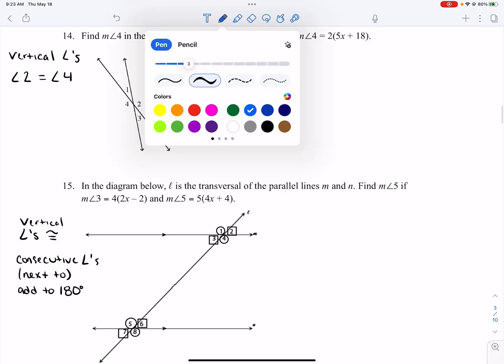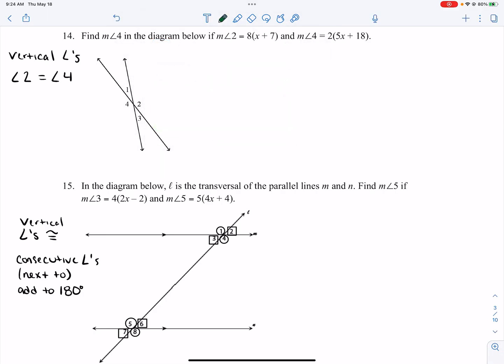All right, number 14. Find the measure of angle 4 in the diagram below if the measure of angle 2 equals 8 times x plus 7 and the measure of angle 4 equals 2 times 5x plus 18. So they are referring to angle 2 and angle 4. So they are vertical angles. They're diagonal from each other. Okay, so we'll write diagonal. So that means they're equal to each other. So I'm going to take what each one is, and I'm going to set them equal to each other.